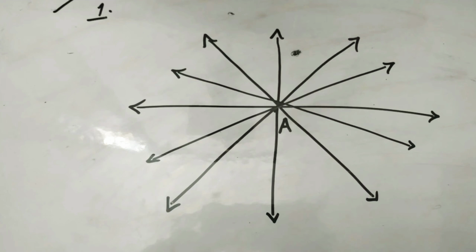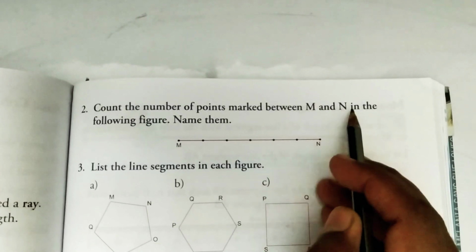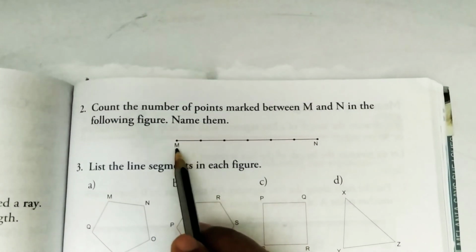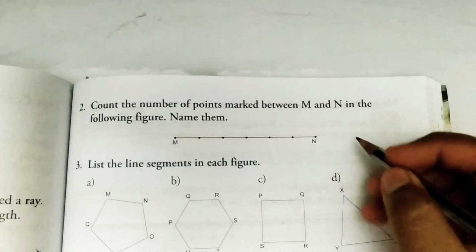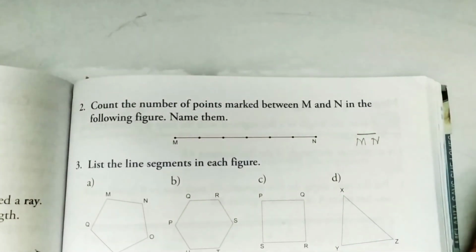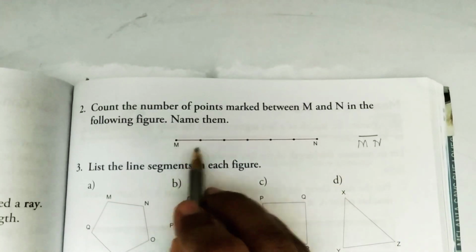So your answer will look like this. Count the number of points marked between M and N in the following figure and name them. So here we have this line segment MN, which will be represented like this. In this line MN, how many points are there in between?